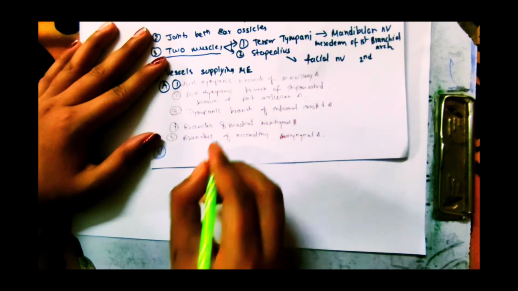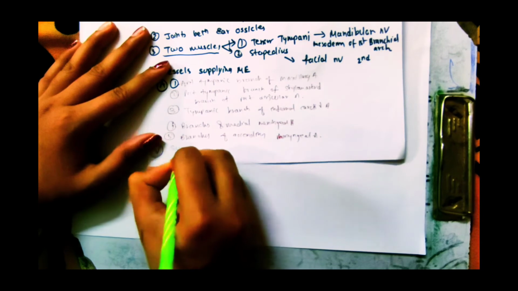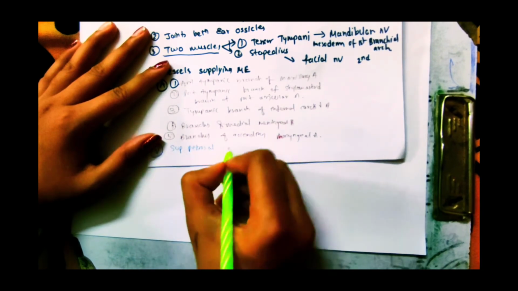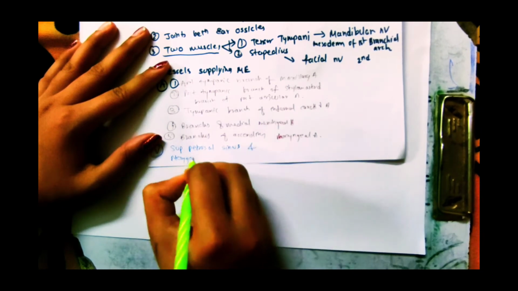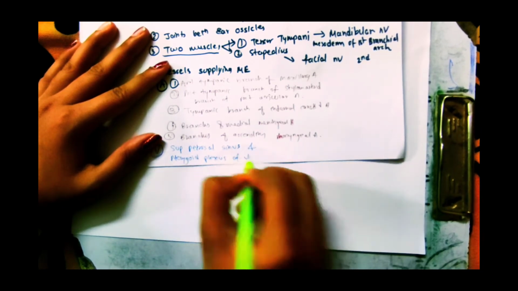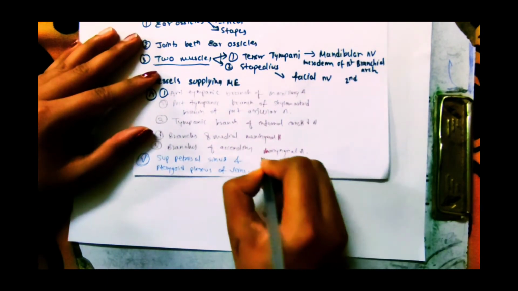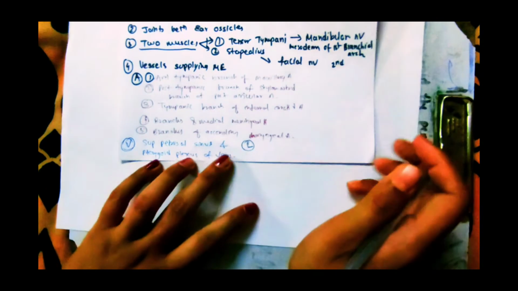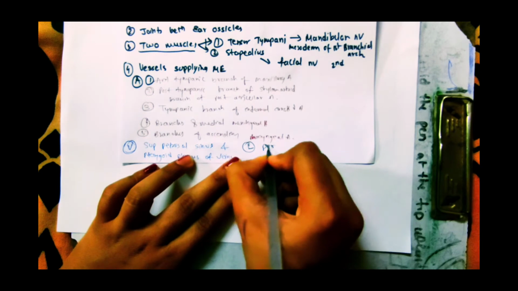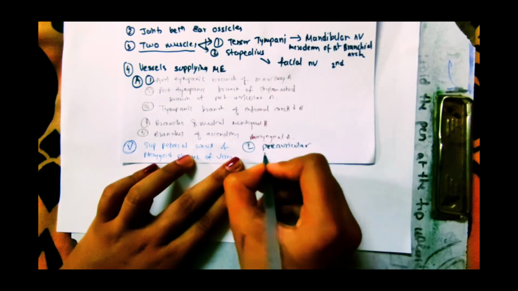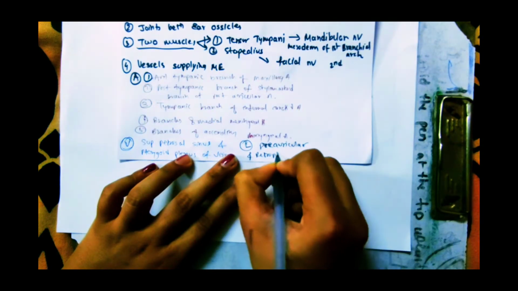Veins drain into the superior petrosal sinus and the pterygoid plexus of veins. Then lymphatic drainage. Lymphatics drain into the preauricular and retropharyngeal lymph nodes.